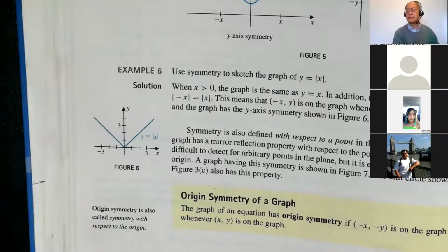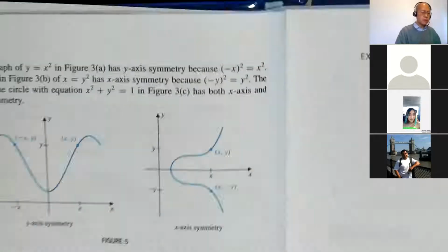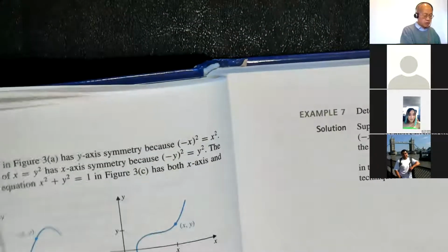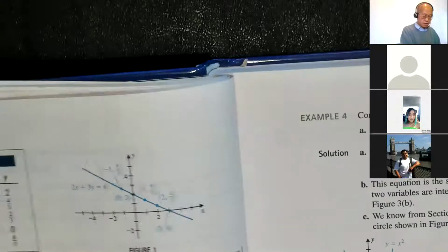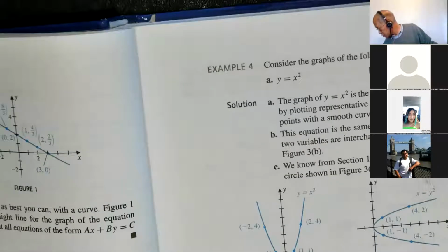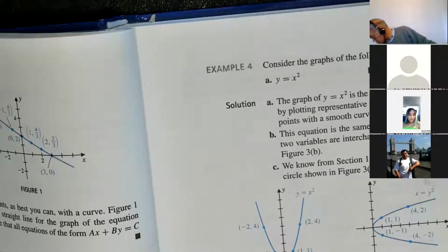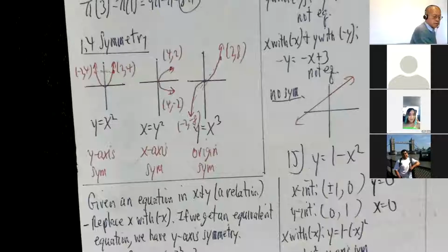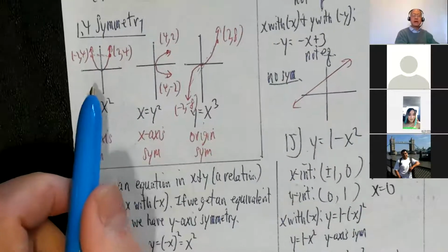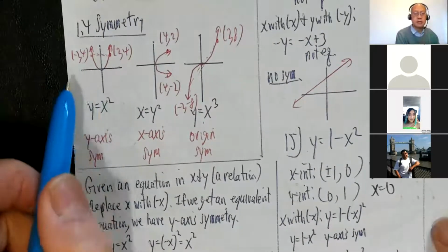Okay. All right, now, how can we determine symmetries? So, section 1.4. Here are my examples again, and the book goes over these.